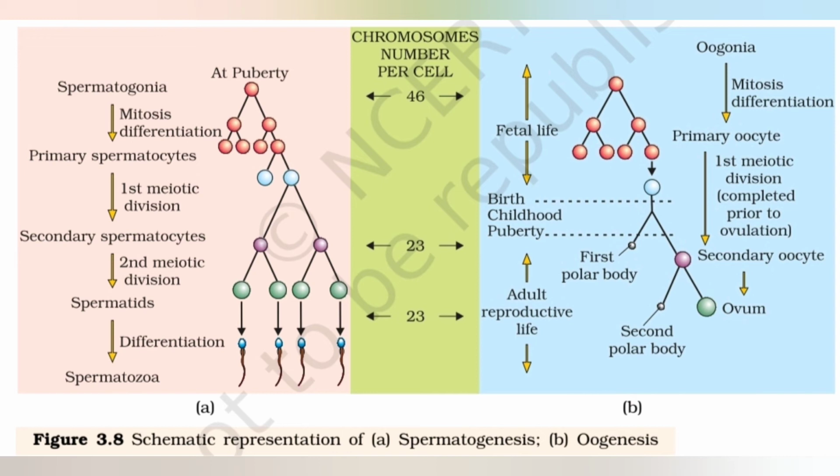Secondary spermatocyte as well as secondary oocyte are always haploid. Spermatids are haploid, ovum is haploid. Spermatids undergo differentiation, that is spermiogenesis, and form spermatozoa that are functional sperms. Release of sperms is known as spermiation, while release of ovum is known as ovulation.